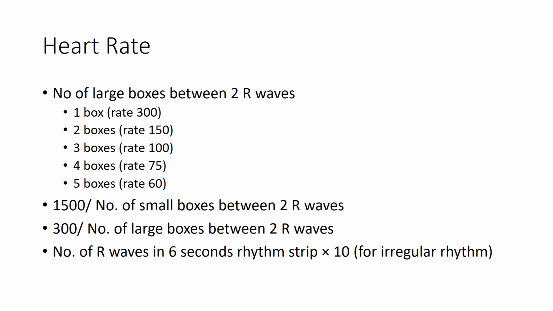And the last method for heart rate calculation is applied in patients with irregular rhythm, in which we take a 6 second rhythm strip and we count the number of R waves in 6 seconds and we multiply the number by 10, and in this way we get the heart rate in patients with irregular rhythm.